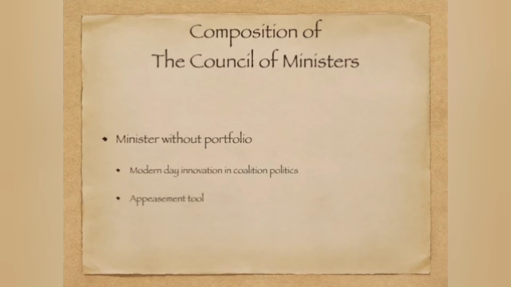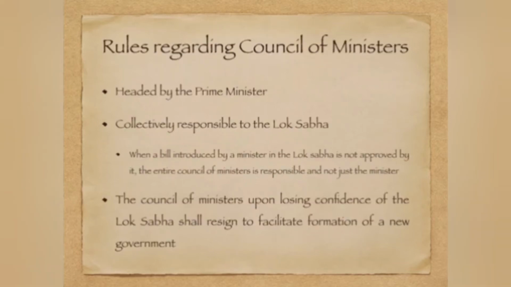Now, what is the principle of collective responsibility? It is one of the important features of parliamentary government, and it means that the councils of ministers is collectively responsible to the parliament. If the house of the people passes a vote of no confidence against the entire councils of ministers, in that case the entire councils of ministers headed by the prime minister has to resign. The ministers swim or sink together.